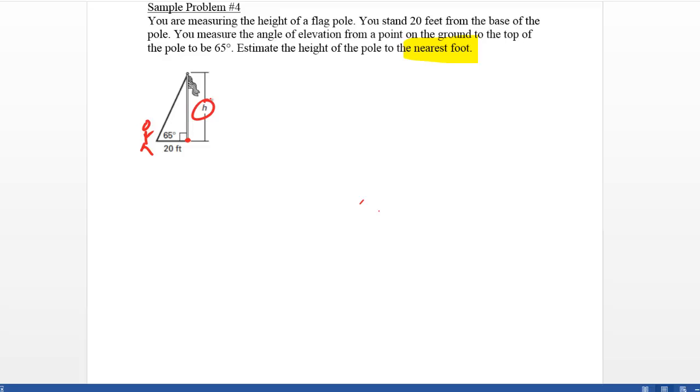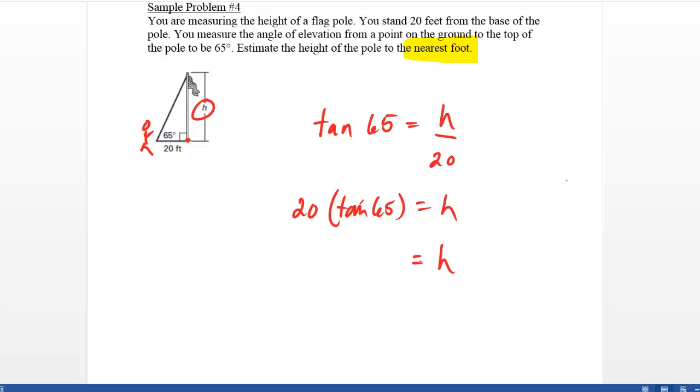So sometimes if you use variables that are similar to different parts of the triangle, you don't want to confuse yourself there. So we're going to use tangent in this case. Tangent of 65 equals the height over 20, and then we can just solve that. And rounded to the nearest foot, that gives us 43 feet. Alright, so that should be just a good simple problem to reintroduce you to these application problems. We'll work on some more challenging types of problems in class together.